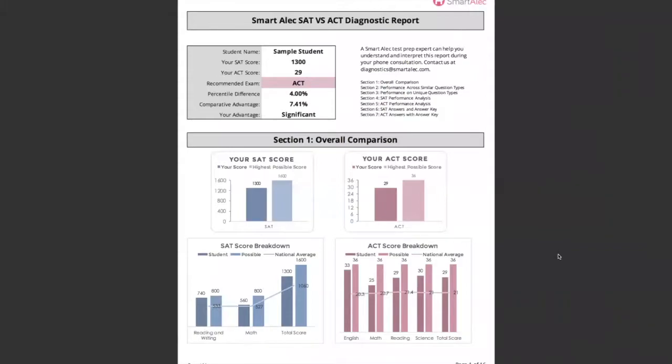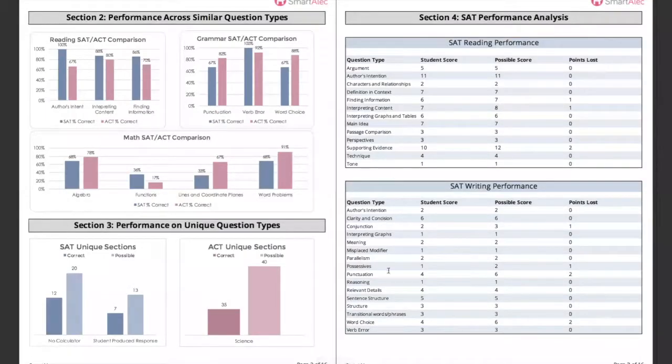So I'm going to move on to the more interesting details of this report. This is where we get into stuff that is really going to hopefully elucidate where our student needs more help. So section 2 is an analysis of a student's performance across similar question types. What this means is that we've identified questions that are asked in a very similar way on the SAT and ACT. So within the reading part of the SAT and ACT, there's these 3 key question types that we think that these exams do a pretty good job of matching one another on. So author's intent, interpreting content, finding information.